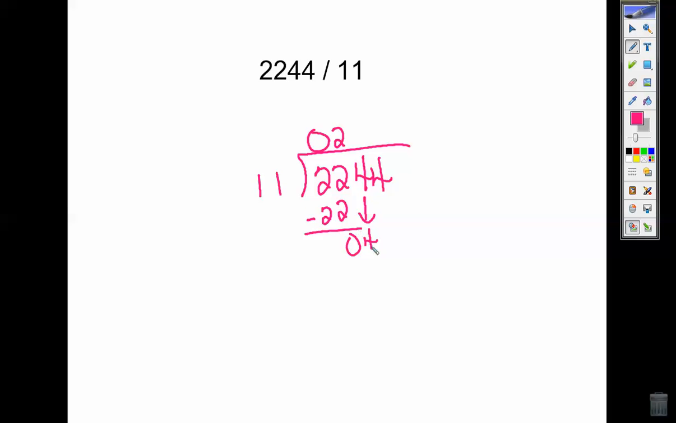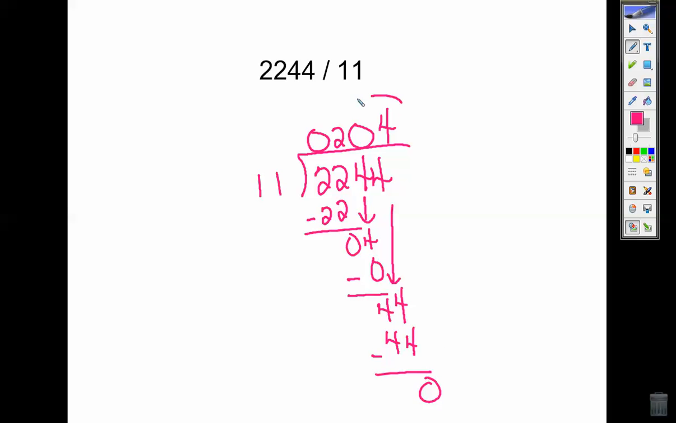Now, 11 cannot go into 4, so I have to put a 0 here to hold the place. 0 times 11 is 0. Subtract, and you get 4. Bring down 4. 11 does go into 44 4 times. 4 times 11 is 44. And now I have a 0 remainder. So my answer is 204.